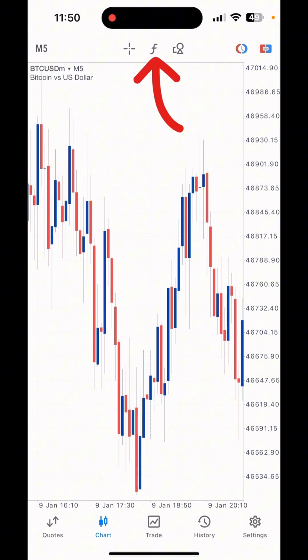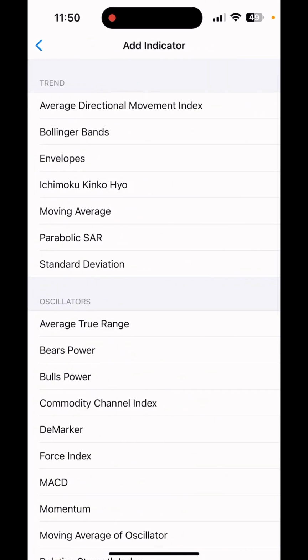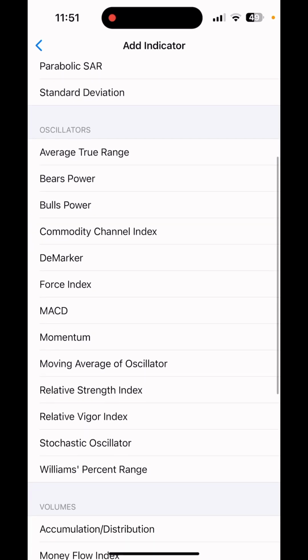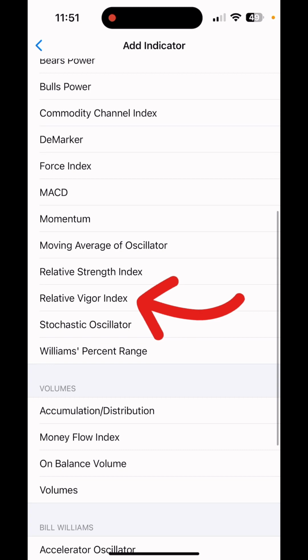So what you want to do now is click this plus sign. Once you click this plus sign, it will take you to the main window. Now, you click this plus. These are all the indicators that are on MetaTrader 5. You will find the same thing also on MetaTrader 4. So you scroll down and look for relative strength index. That is what RSI means. So this is it, relative strength index.